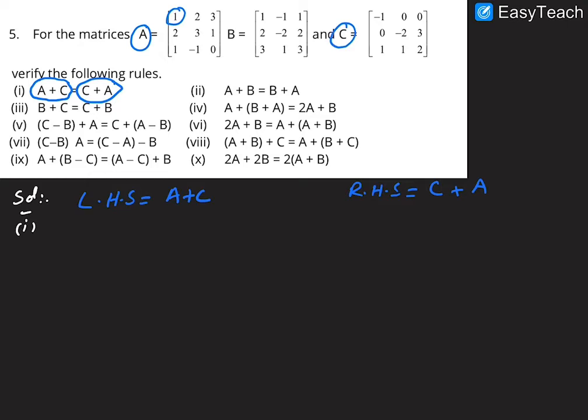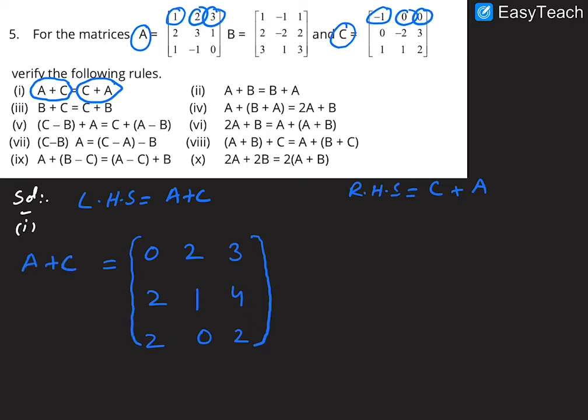A plus C. 1 minus 1 is 0. 2 plus 0 is 2. 3 plus 0 is 3. Similarly, next row, 2 plus 0 is 2. 3 plus minus 2 is 1. And 1 plus 3 will be 4. 1 plus 1, 2. Minus 1 plus 1, 0. 0 plus 2 is 2. This is our A plus C.